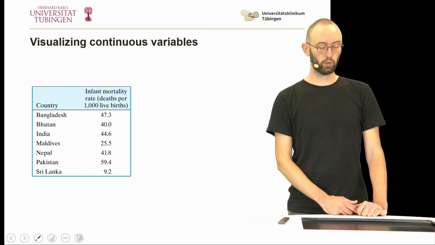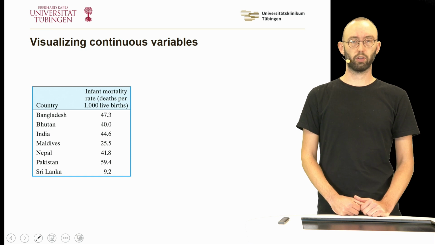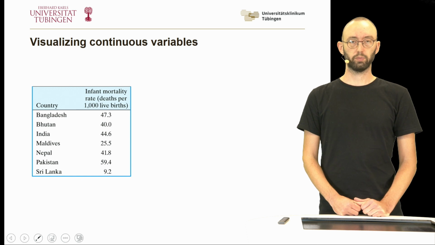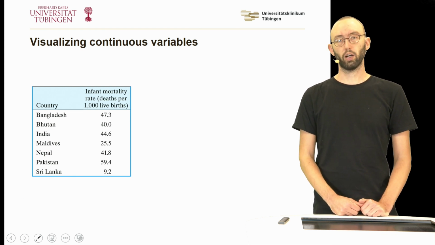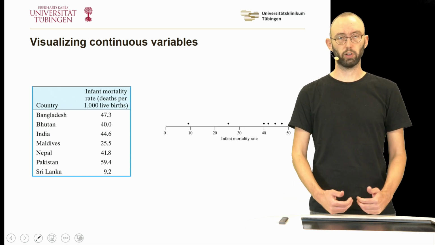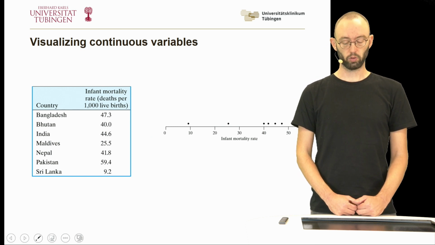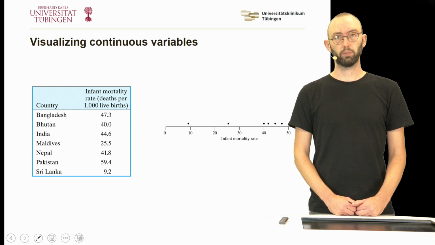If you visualize continuous variables, you have to use other strategies. So here we have a data set of a few countries and the infant mortality rate, and we want to visualize that in a form that is appealing to the eye and lets us quickly capture essential aspects of the data. Because a table like this is very hard to understand. We can do so in a very simple way, for example, by making a dot plot. If you have small data sets, this is actually a very good way to visualize your data. So for each data point, you just make a dot along the x-axis.